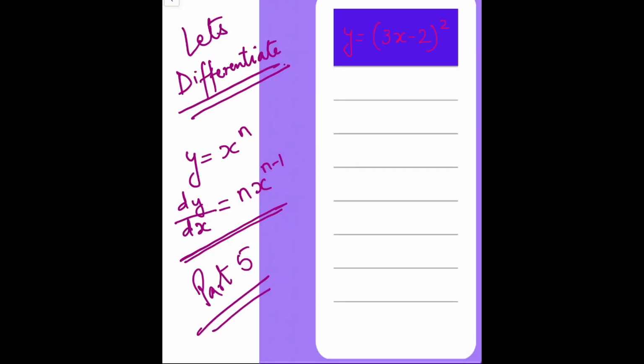So our first question is y equals (3x minus 2) whole squared, and we know that (a minus b) whole squared is equal to a squared minus 2ab plus b squared, right? So now we're going to expand the bracket, so y will be equal to a squared minus 2 times a times b plus b squared, and that's equal to 9x squared minus 12x plus 4, right? And that is our y.